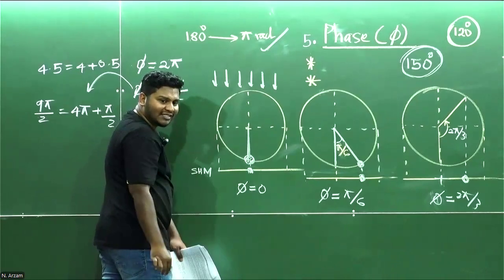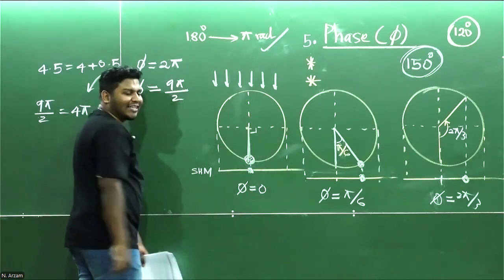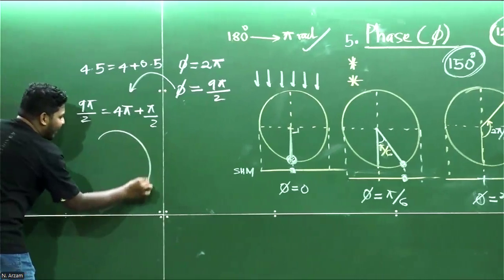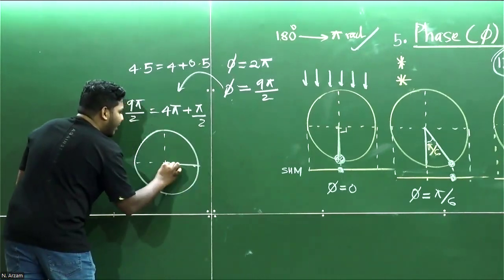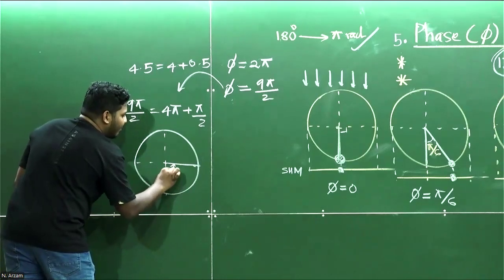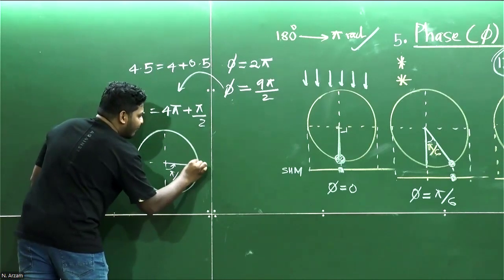Plus pi by 2 means quarter. Very good. It's a quarter. So now the particle is somewhere here. Okay, this is pi by 2. The particle is somewhere here.